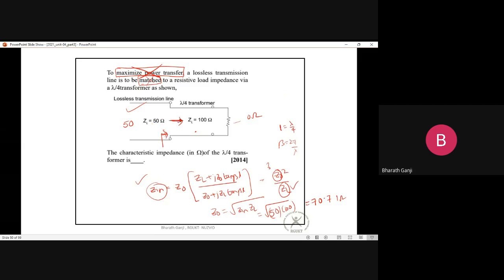Okay, because when I look into this, I want to see an impedance of 50 ohm. Okay, so that means what should be the λ/4 line impedance.